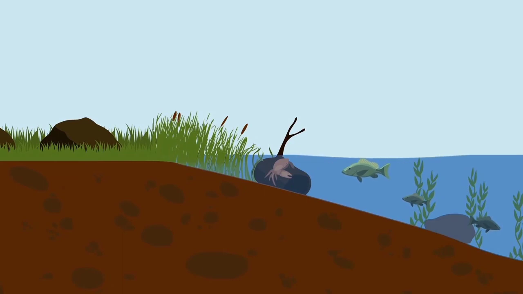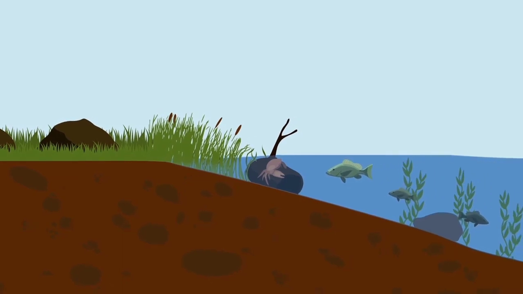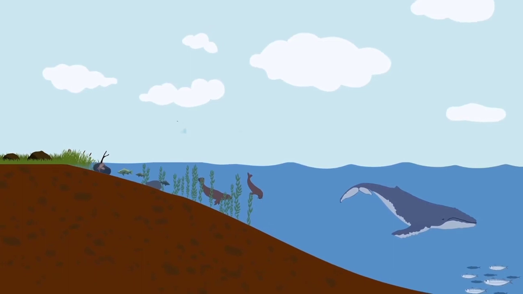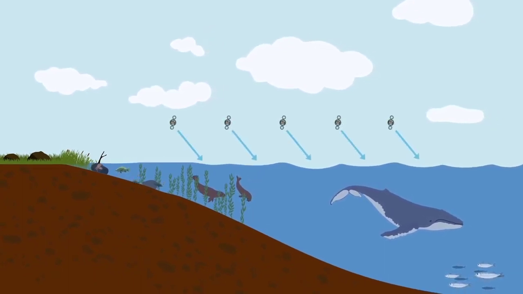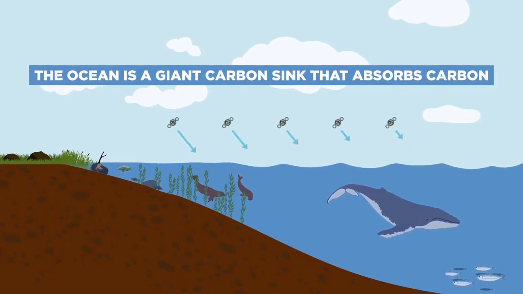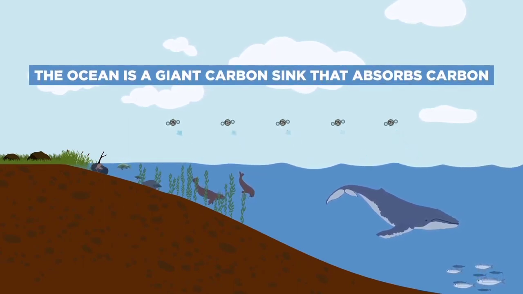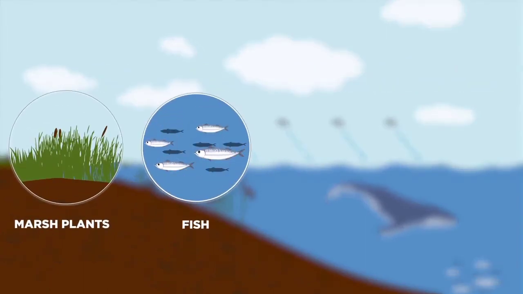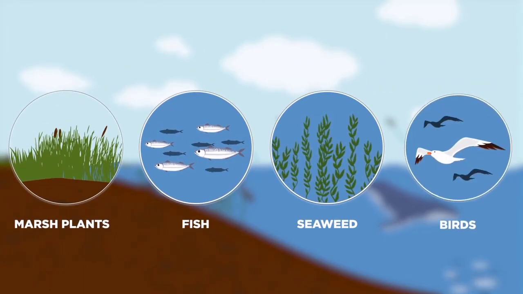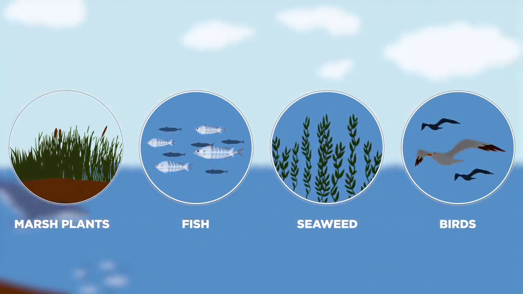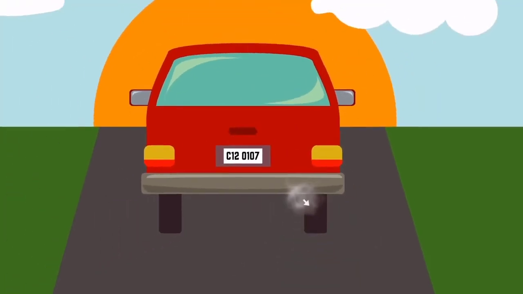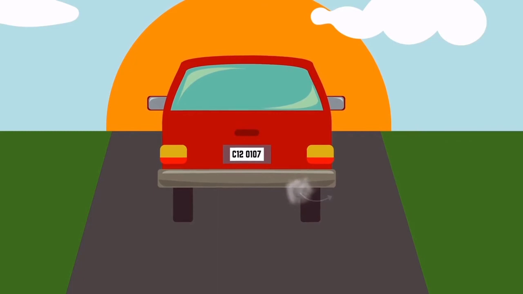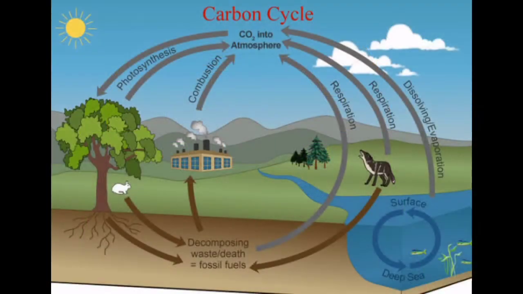But most of the carbon is stored through rock and sediment. And some is in the oceans, and also the living organisms in the ocean. So from plants to fish, then seaweed and birds, actually they also produce carbon. But sometimes the dead bodies of animals become fossil fuel, so that it becomes carbon. That's all for the carbon cycle.